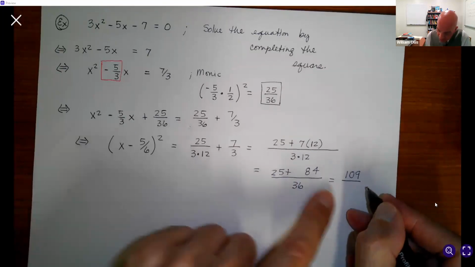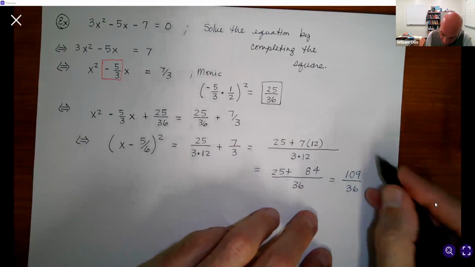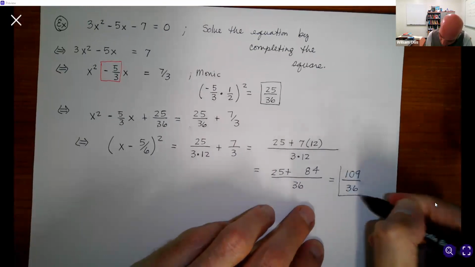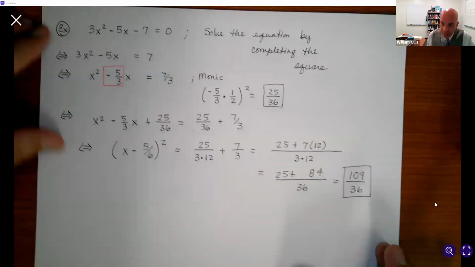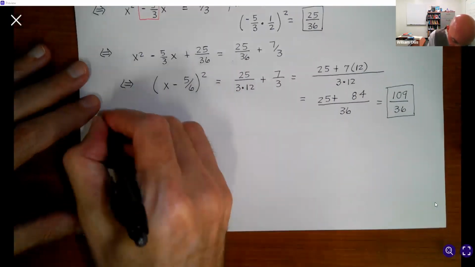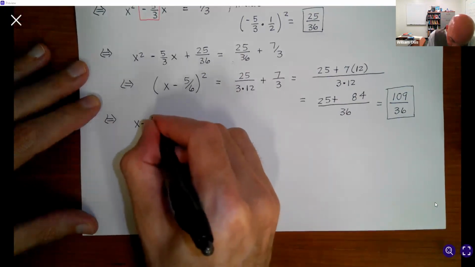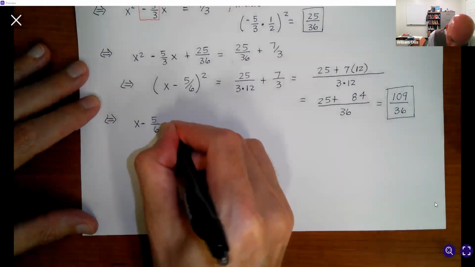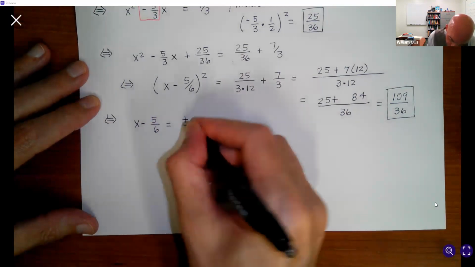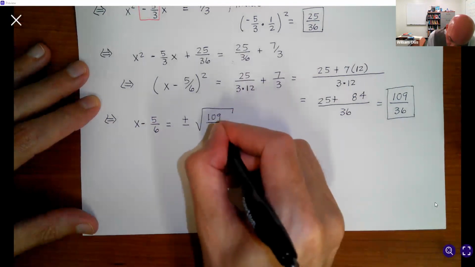4 plus 5 is a 9. And then, of course, the 10. That's easy. So that gives us basically the constant on the right-hand side. So now we can apply the square root method. So equivalently, x minus 5 over 6 equals plus or minus the square root of 109 over 36.